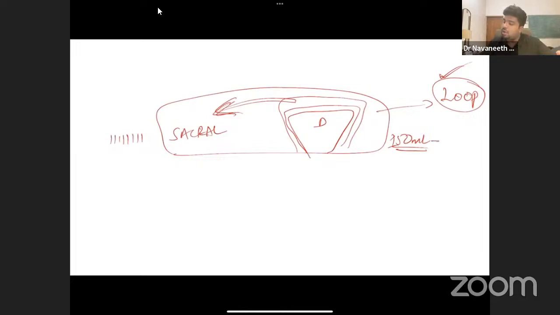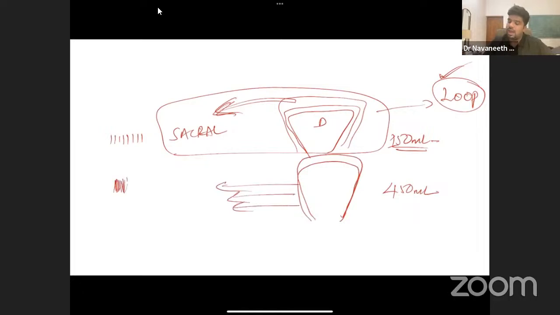Then once it goes up to 450, the detrusor is very large now. It is extremely swollen. So now the nerve impulse is at a very high frequency, and the amplitude goes on increasing. Once the amplitude keeps increasing, the sacrum can no longer control the storage.